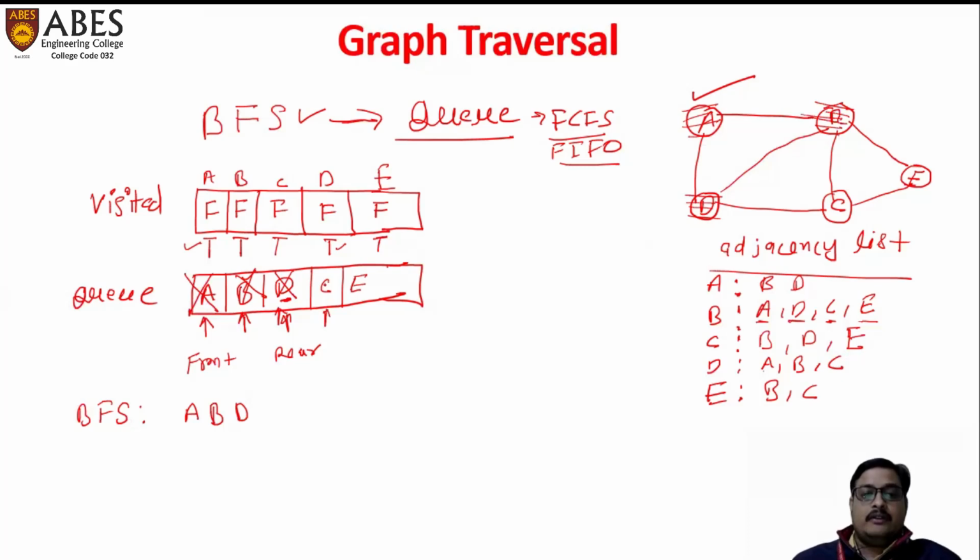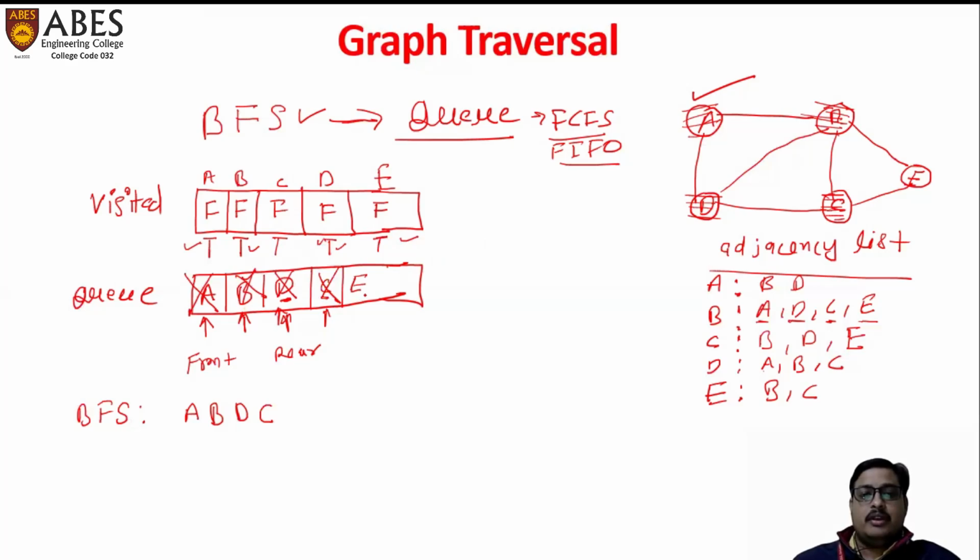Now our front is here. We'll come to C. We'll find the adjacent vertices of C. We can directly get them from the adjacency list: B, D, and E. We'll see the status of B, D, and E one by one. The status of B is already true, the status of D is already true, and the status of E is also true. So we'll not add any new node in the queue, and now we'll pop C from this, and we'll add C here in the BFS, and mark it as added in the graph.